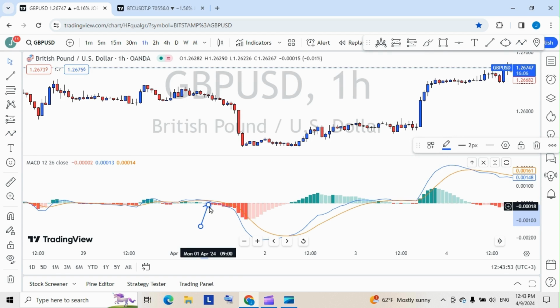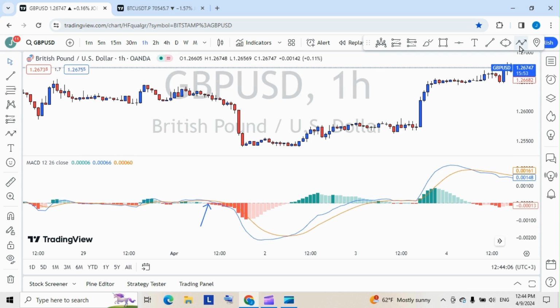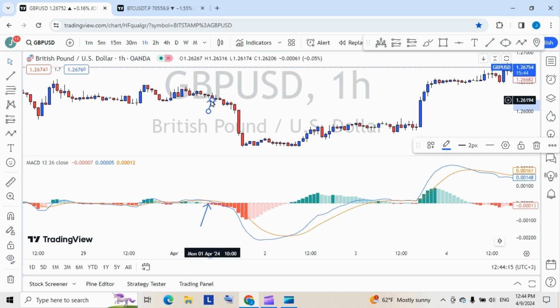So look here where this arrow is pointing. We have a crossover here. This was the signal line crossing over the MACD line, which means the market is going down. Let's see from the chart if you had entered that trade. This is exactly the point. You can see from when it crossed over.